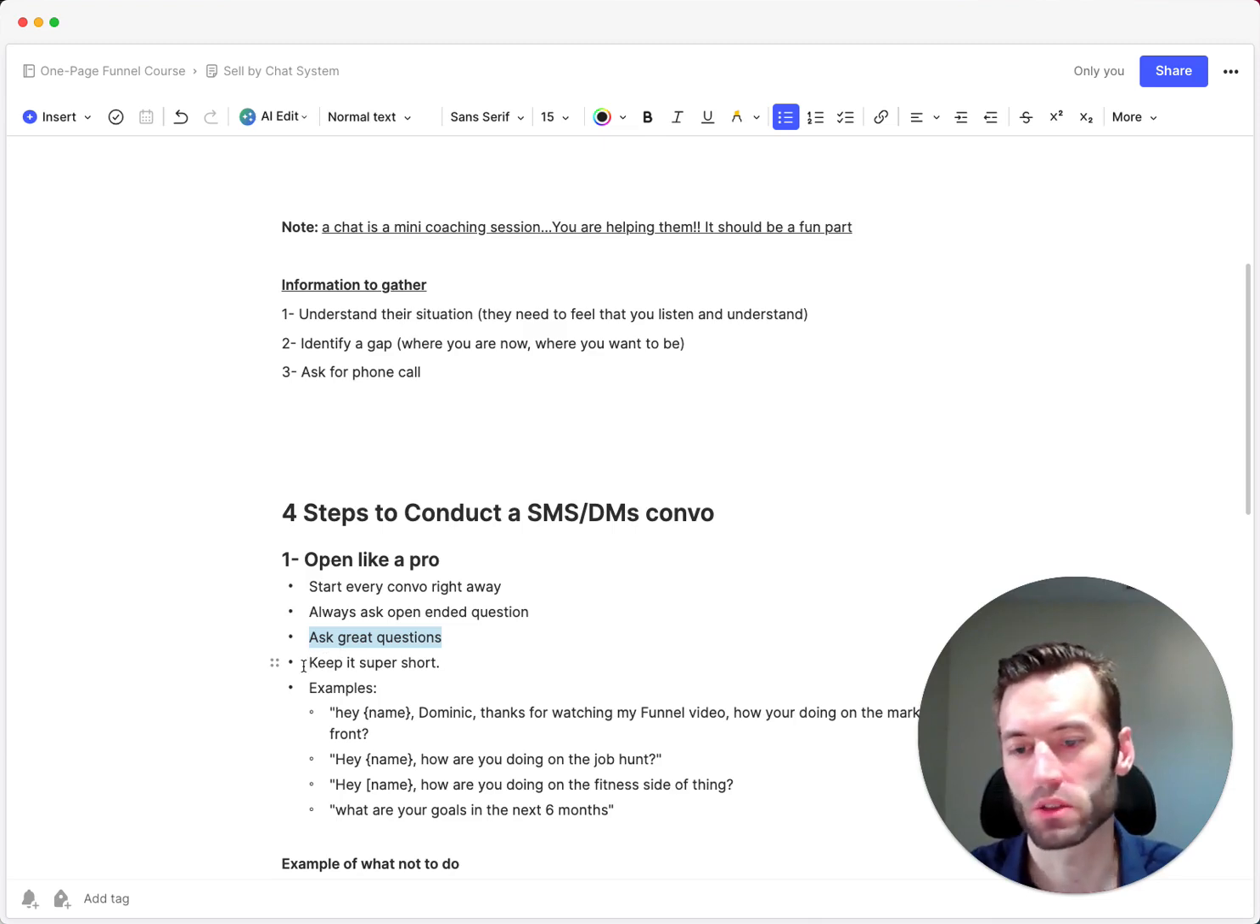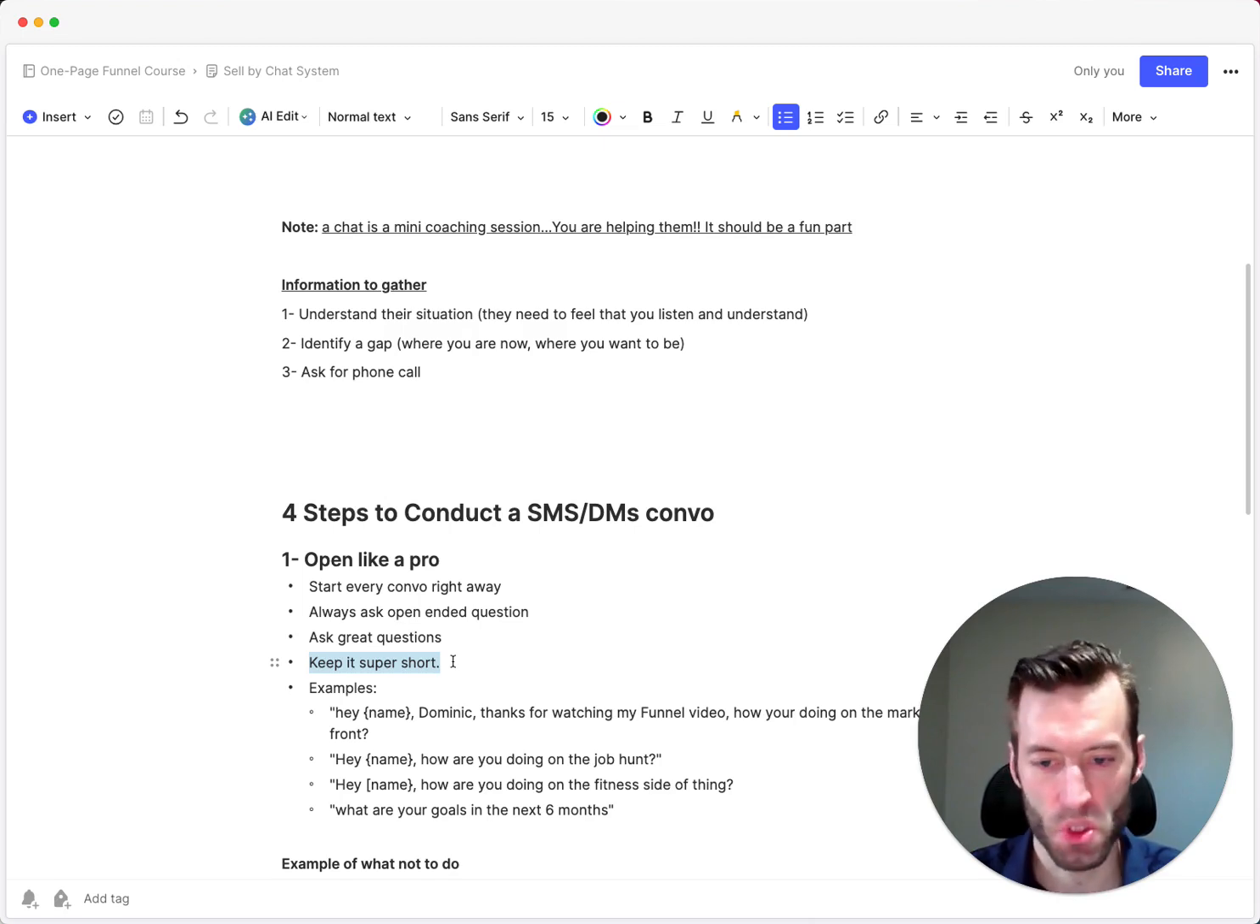And the next step also is to always keep it super short. No paragraph. You don't want two or three sentences. You just only need one question, and that's it. You keep it short, and so you show that your time is valuable and their time is valuable, and you're much more inclined to receive a response from them.